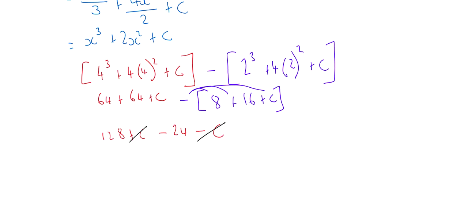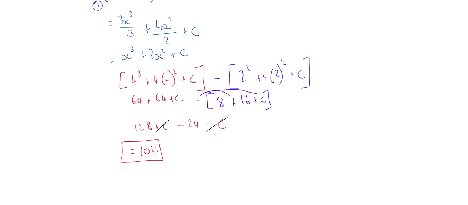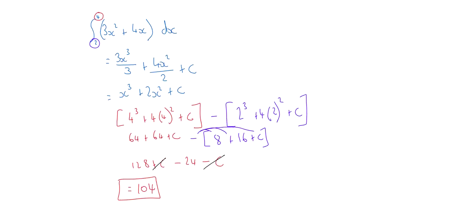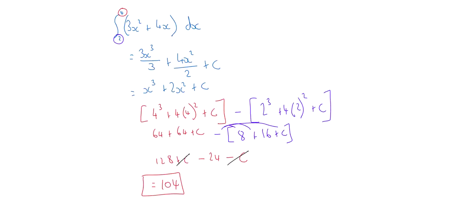So we've got 128 minus 24, so it's 104. So that means, if I zoom out, the area under the curve between 4 and 2 is 104 squared units. And that is how we use definite integration. All right, let's do another example.